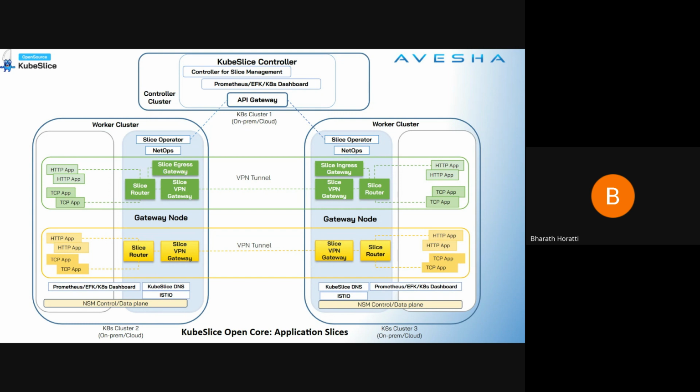So this tunnel is encrypted, and all the intercluster application traffic, traffic flowing from one pod in cluster 1 on worker 1 to a pod on worker 2, goes through the VPN tunnel, and all the traffic is encrypted.